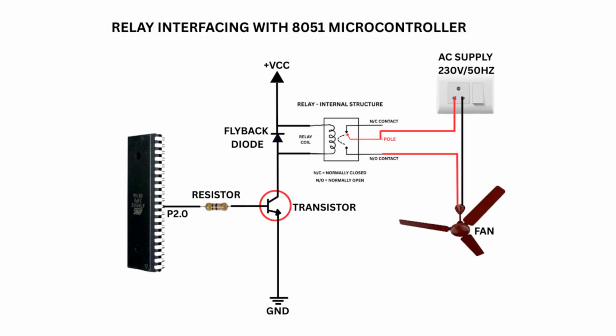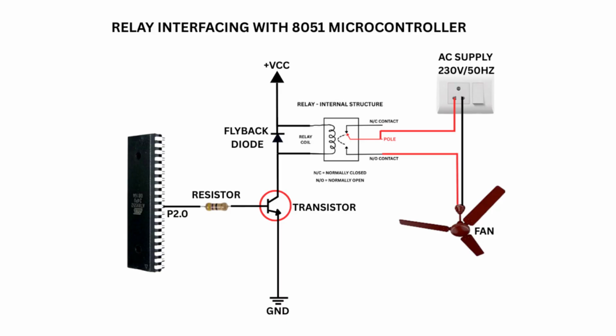First, 8051 to transistor. Connect port 2.0 on the 8051 to the base of the NPN transistor through a resistor, typically 4.7 kΩ. This allows the microcontroller to control the transistor without being overloaded. Then transistor and relay coil. Tie the transistor's emitter to ground and its collector to one end of the relay coil. The other end of the 12 volt relay coil goes to the plus 12 volt supply. In this setup, when P2.0 goes high, it switches on the transistor, letting current flow through the coil from plus 12 volt to ground and energize the relay.